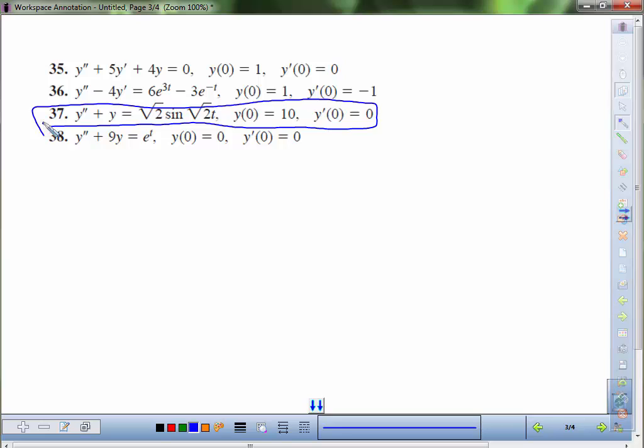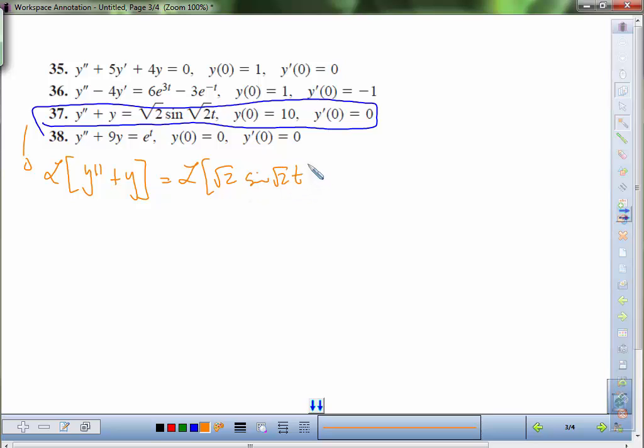Okay, I won't rewrite everything. Let's just go straight into the translation phase. So we need the L of these things. Oops, there's no prime in that one. So the square root of 2 is a constant. We can leave that out. We have sine root 2 times t.